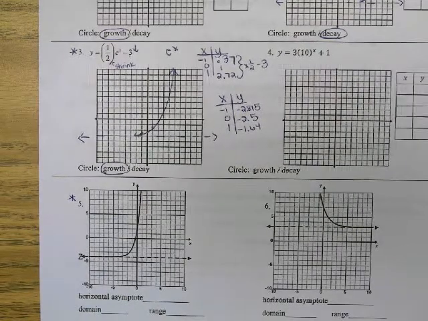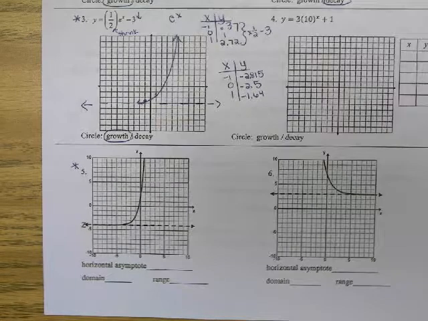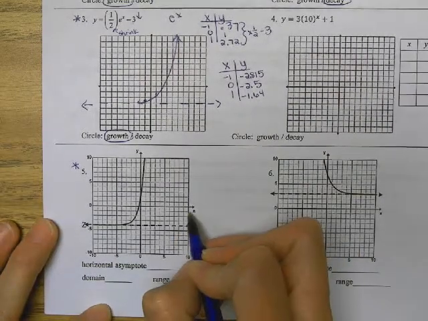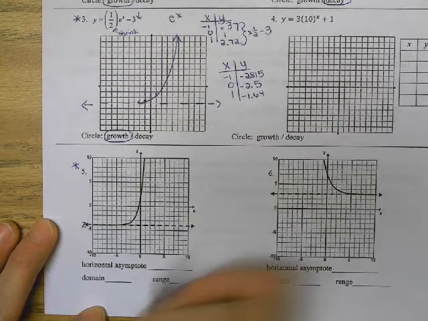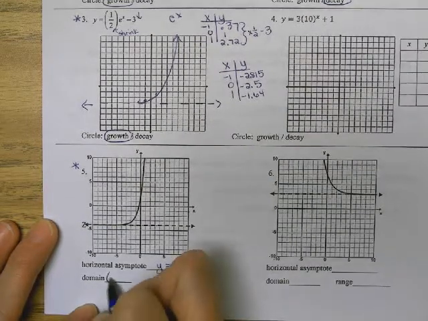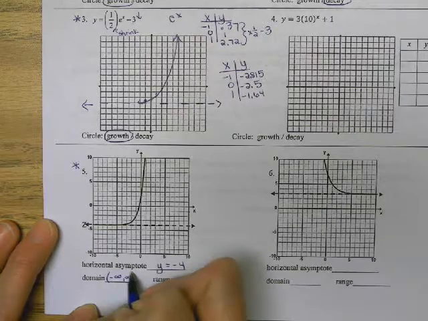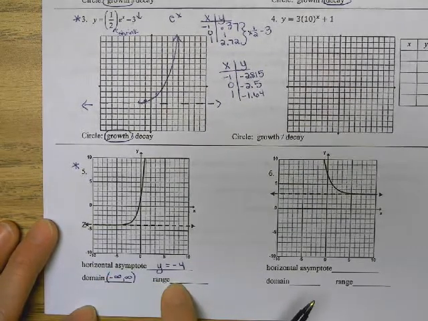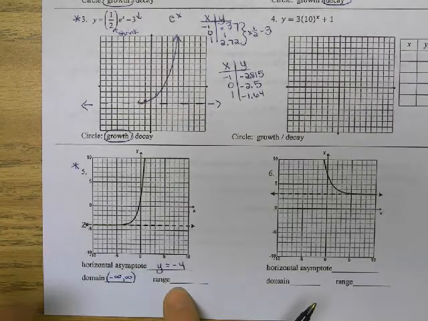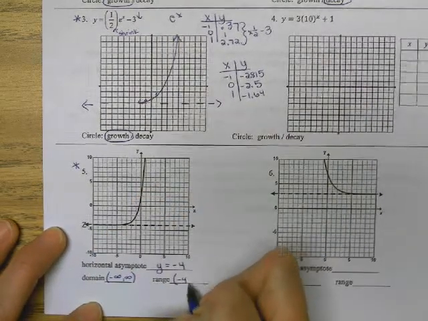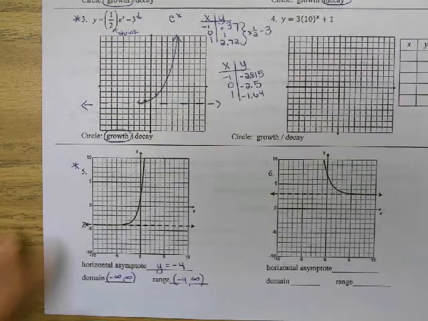5 and 6, you're given the graph, and you are asked to identify the horizontal asymptote and the domain and range. So if I look at this one, my horizontal asymptote is at negative 1, negative 2, negative 3, negative 4. So y equals negative 4. Remember that my domain for all exponential is negative infinity to infinity. I can use any x that I want. Range is dependent on where your asymptote has been moved. So on this one, it's going to start at negative 4 and go to infinity.